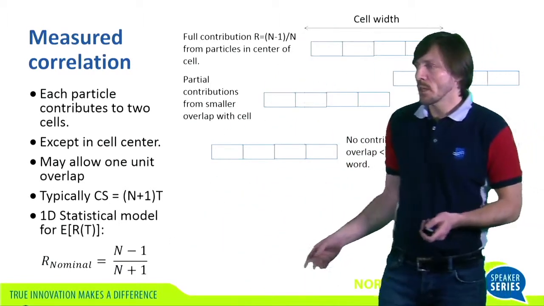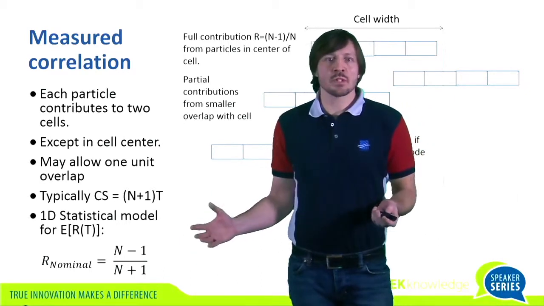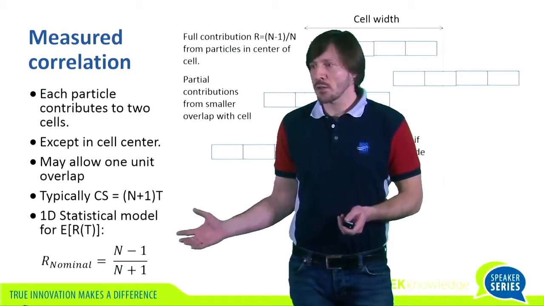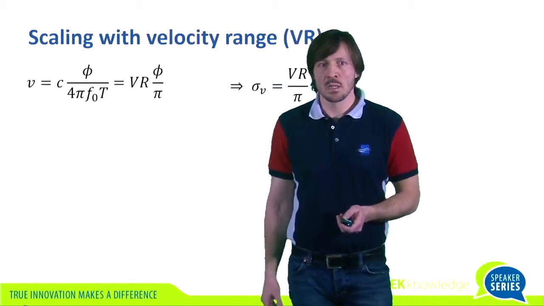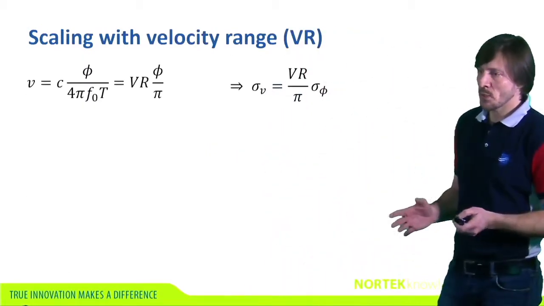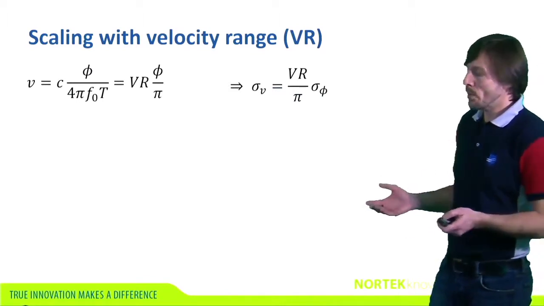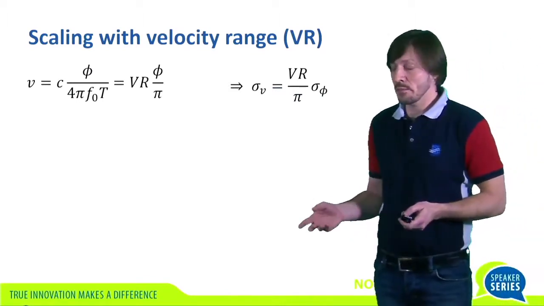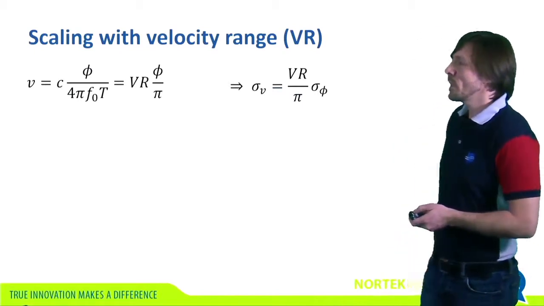Okay, so it still makes sense: the more chirps I add to the transmitted pulse, the higher the correlation I should expect. So now, let's look at scaling with the velocity range, which is also a parameter that you can change when you set up the instrument.